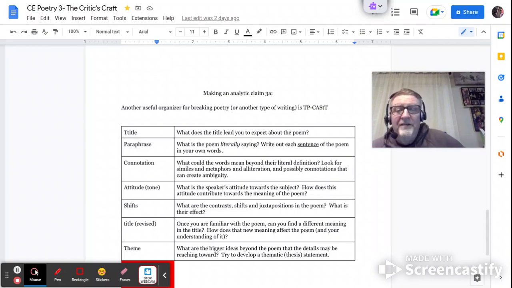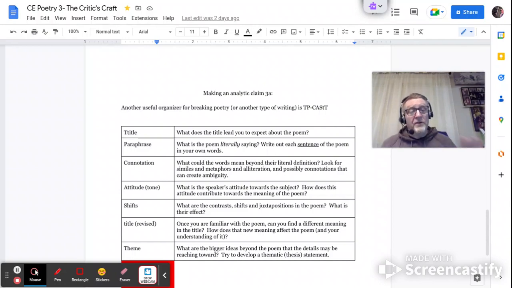Connotation, part of CAStT, right? What could the words mean beyond the literal meanings? That's what poets are always looking to explore. What the words mean beyond literal meaning. Attitude or tone, what is the speaker's attitude toward the subject? Does it contribute to the meaning? Shifts, think back to the other worksheets that we did when we talked about shifts, word mouth, and juxtapositions. Not only identify them, but think about when we looked at them in sheets 1 and 2, and what are the effects in the poem.